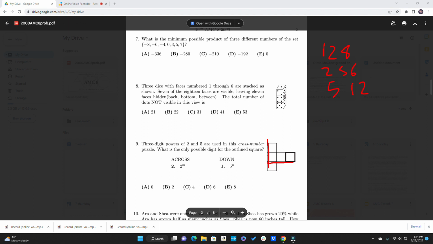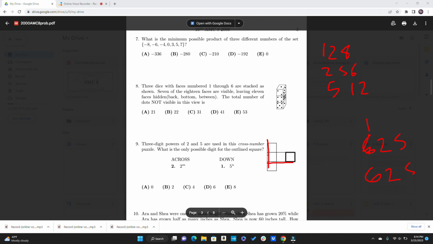Okay, what about powers of 5? So that's 5 times 5 is 25. Multiplying that by 5 again, that gives us 625. No, that gives us 125, and the next one is 625. I got ahead of myself there. So downward, we need the power of 5. So it's either 625 or 125, right?